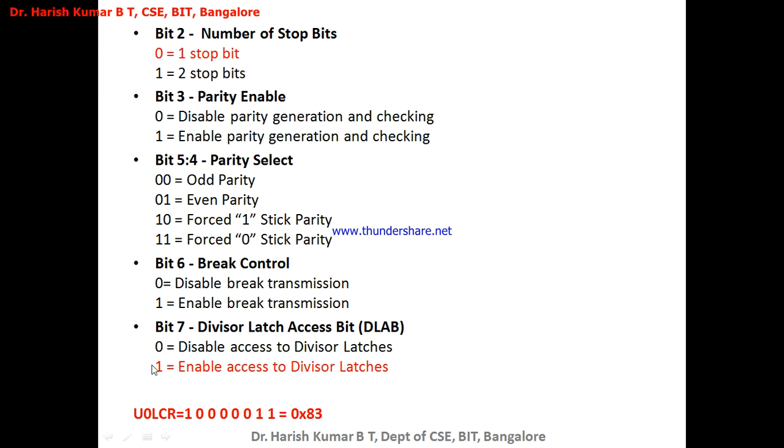But now this is required because there are two clocks, one is the CPU clock, another one is the peripheral clock. The peripheral clock is always lesser than the processor clock. And just to enable that, we have to make the 7th bit as 1.